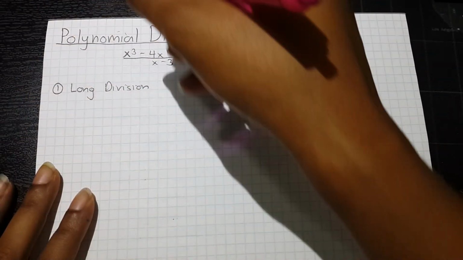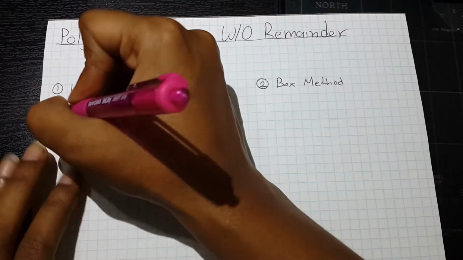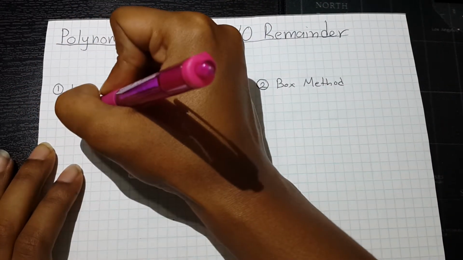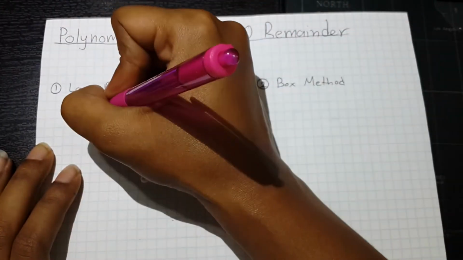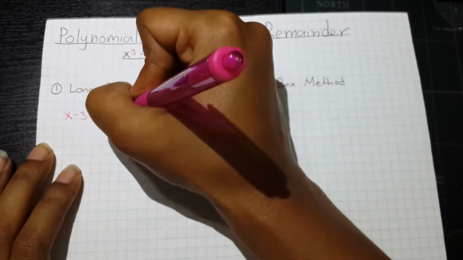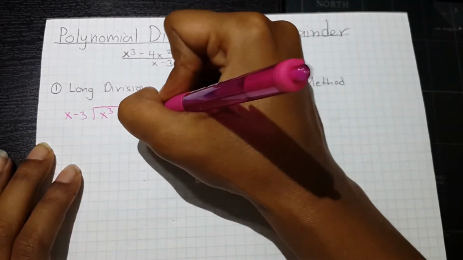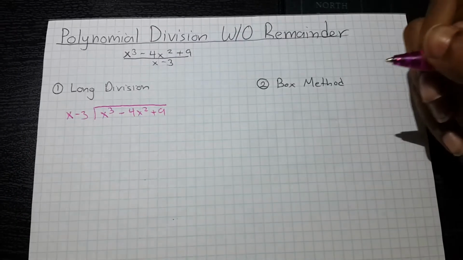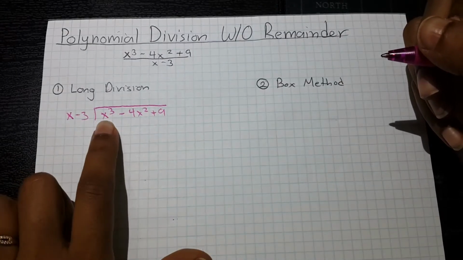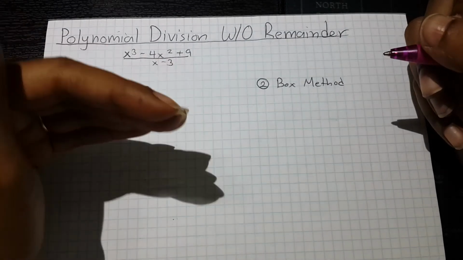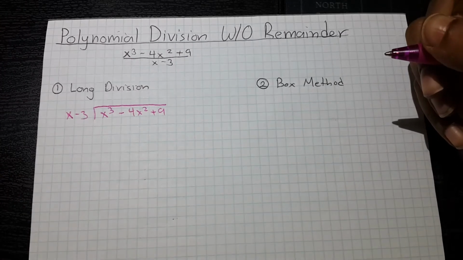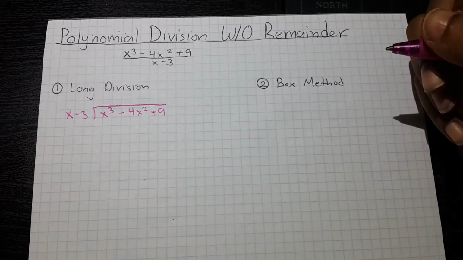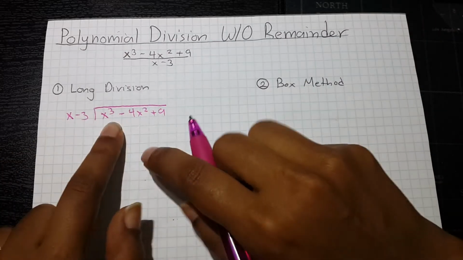So I'm going to write it in standard division setup. We have x minus 3, into x cubed minus 4x squared plus 9. Now the way you do this is you work through term by term and you set up multiple subtractions, because that's what long division is, just repeated subtraction until you get to the very end. So let's start off with our first term, x cubed.